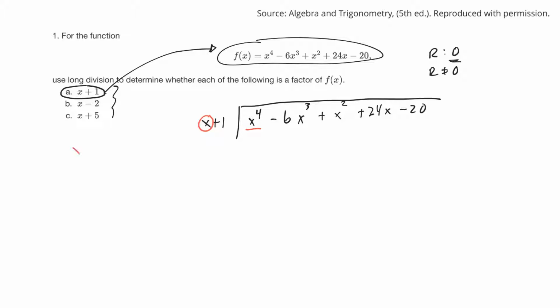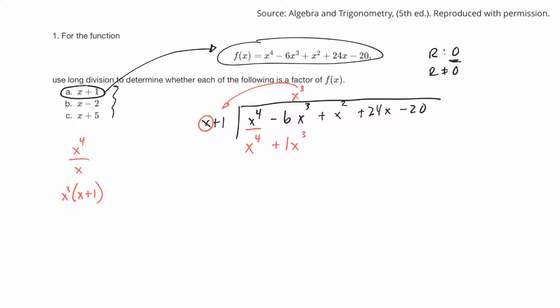So really I'm going x to the fourth divided by x. The answer to that is x cubed. And you can put your x cubed anywhere up top. It sort of makes sense to put it over top of the x cubed, but you could put it on top of the x to the fourth too. I'll just put the x cubed here. Now I have to multiply x cubed by that. And really what I'm saying is what is x cubed times x plus 1? So x cubed times x is x to the fourth. X cubed times 1 would be a positive 1x cubed.